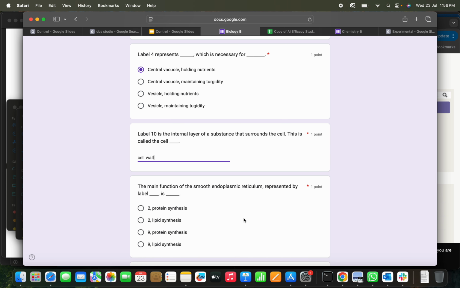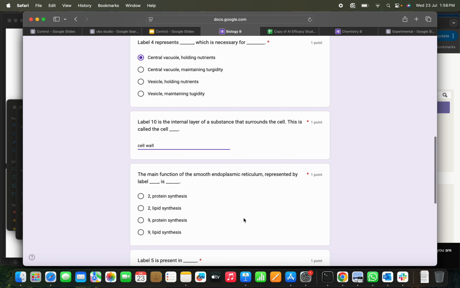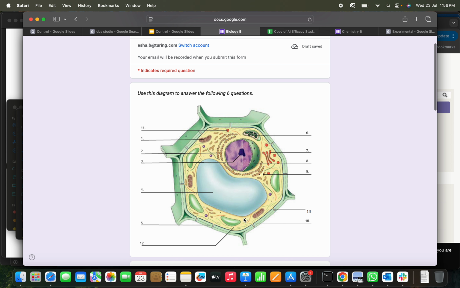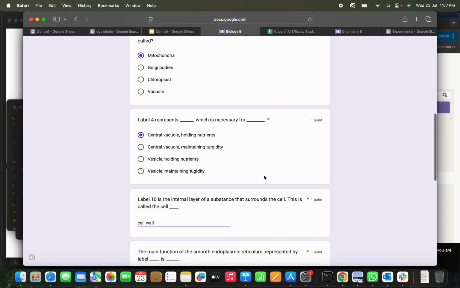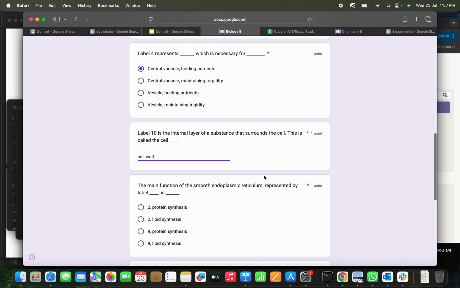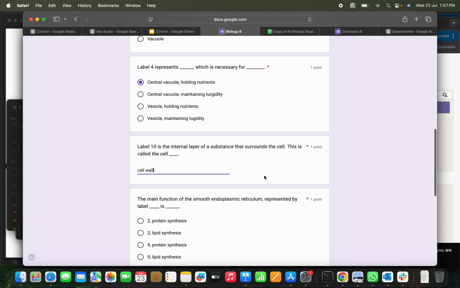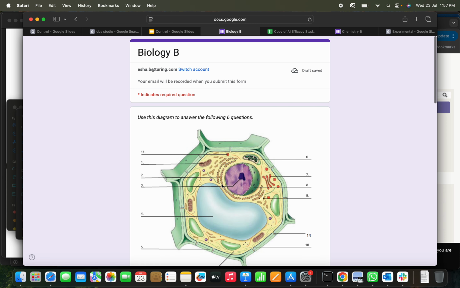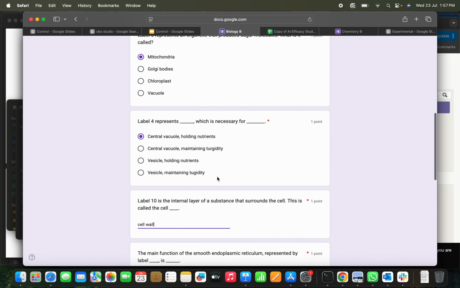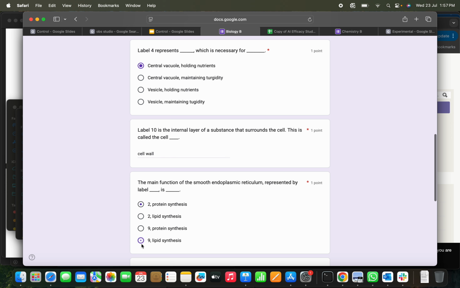The main function of the smooth endoplasmic reticulum represented by label dash is dash. Let's see what label 2 and 9 represent first. So label 2 is this, and label 9, I have no clue what these things are. Alright, the main function, protein synthesis. Isn't DNA responsible for protein synthesis? But out of the two, one is responsible for protein synthesis, 2 and 9. So I'll go with 2 as the protein synthesis one, and 9 as the lipid synthesis. Alright, so it's not a multi. So I'll go with 2 with the protein synthesis.